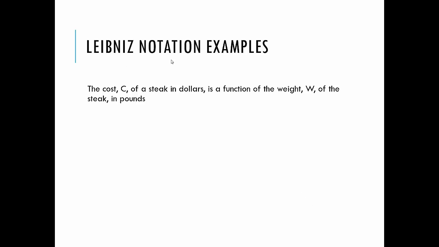Some examples of seeing this written in Leibniz notation: let's say we have the cost C of a steak in dollars as a function of the weight W of the steak in pounds. So how you would see this written is the change in the cost over the change in pounds. It makes sense that the cost of a steak would change if it's a function of the weight. So the change in cost over the change in pounds, with units dollars per pound.